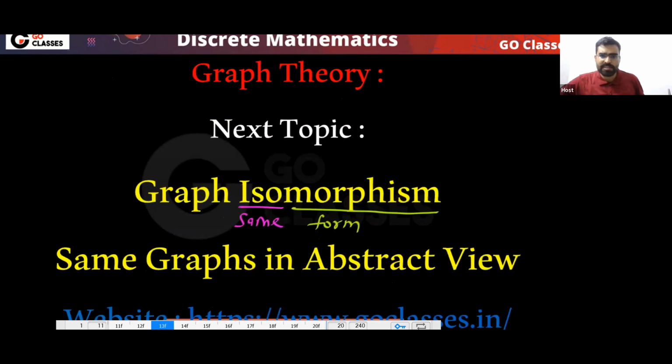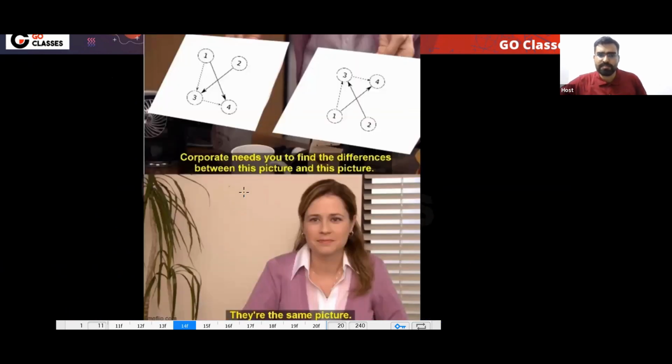Now let's see some examples. For example, this is a meme you can notice. These two graphs, this is a popular meme nowadays. Maybe you have seen this, right? Find the difference between these two graphs. Corporate needs you to find the difference between these two pictures. They are the same pictures, because ultimately they have the same thing. The design does not matter. They are basically the same.